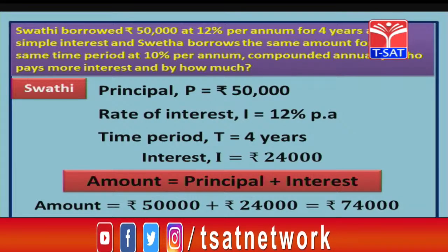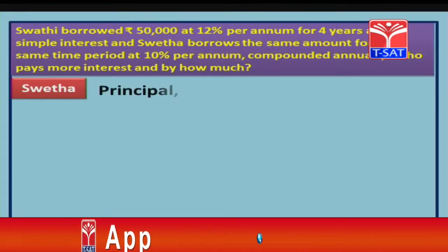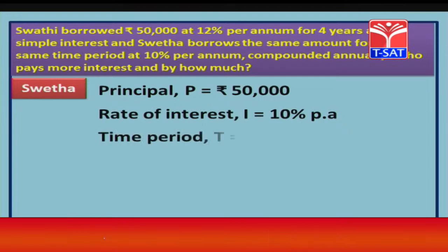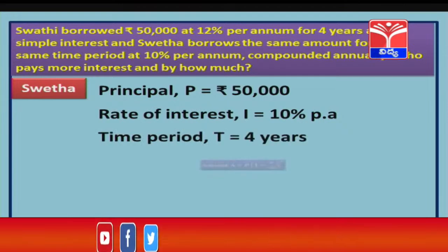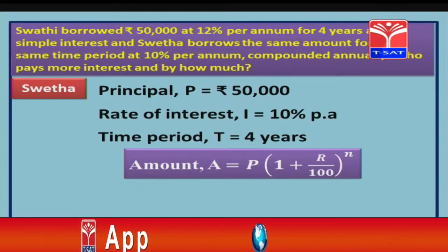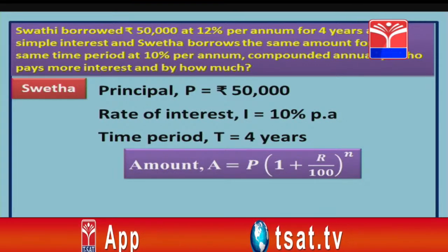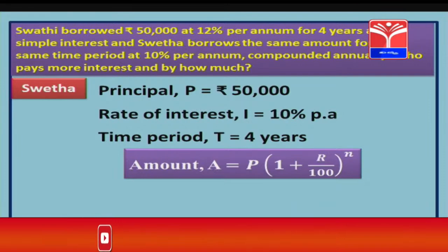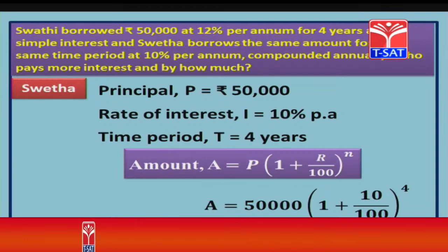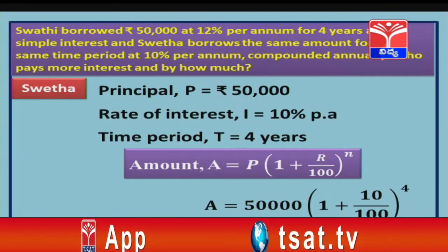Now, let us find out how much Sweta has to pay. Now, children, let us see about Sweta. The principal borrowed is the same, that is 50,000 rupees, rate of interest is 10% per annum, whereas the time period remains the same, that is 4 years. Now, we know that the formula to find the compound amount using compound interest is A is P into 1 plus R by 100 whole power n. We use this formula because here the interest is compounded annually. So, now let us substitute the values of P and R, that is 50,000 into 1 plus 10 by 100 whole to the power of 4.